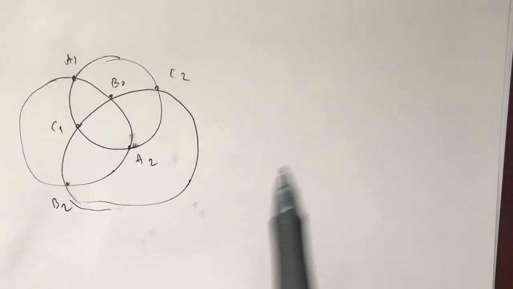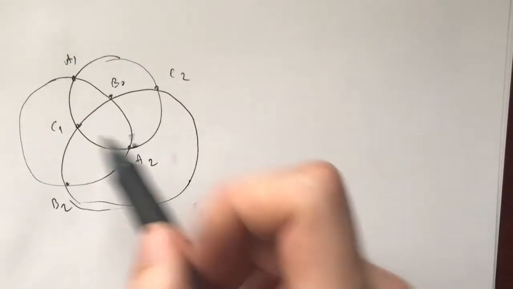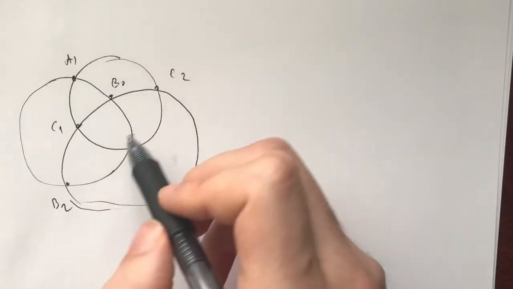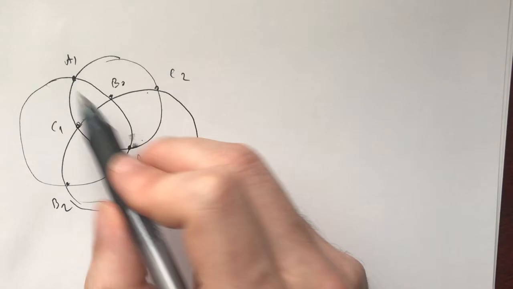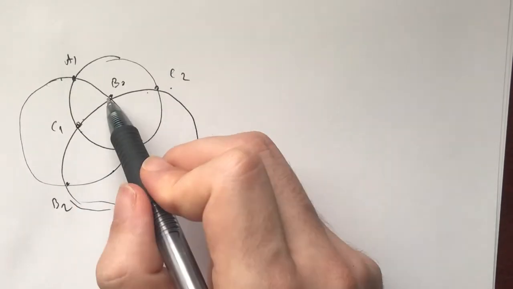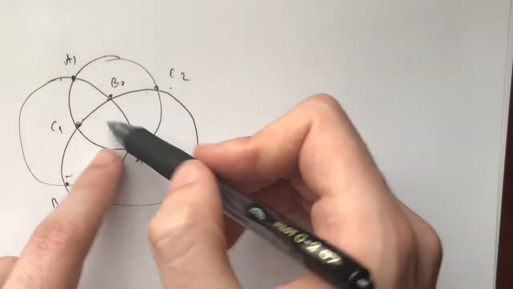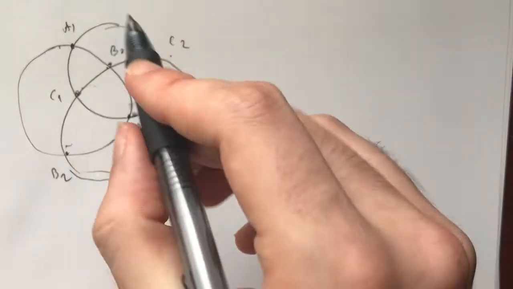If you thought that finished the problem, you're wrong. And the reason you're wrong is because we could have this sort of situation: C1, C2, A1, A2 are concyclic, C1, C2, B1, B2 are concyclic, and all of these are concyclic, but they don't all lie on the same circle. So that is not enough.